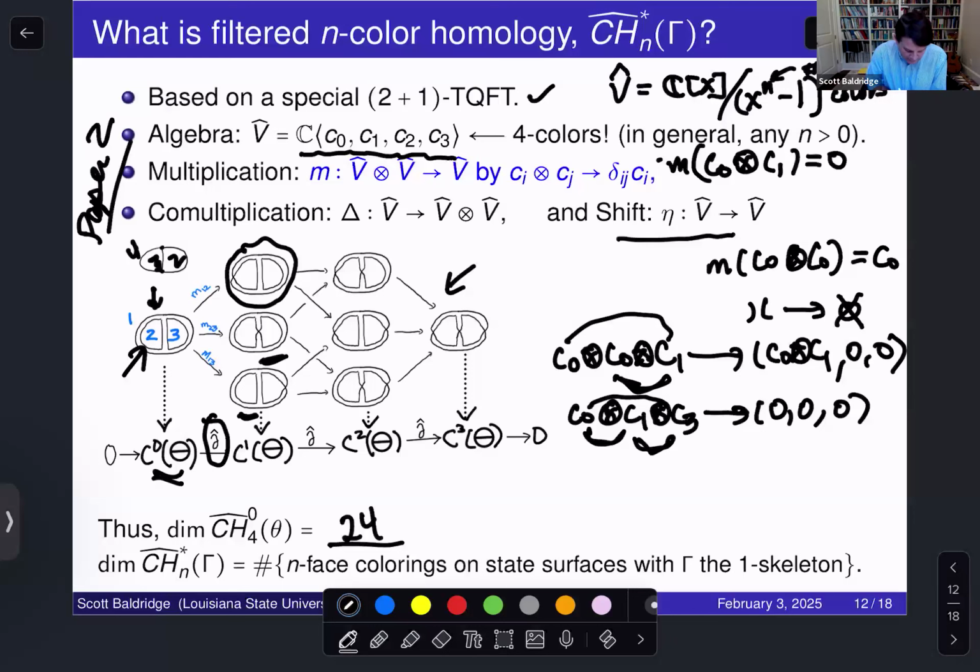And in general, if you sum up the dimensions of all the homologies, that's equal to the number of n-face colorings on state surfaces, where gamma is the 1-skeleton, where the graph is the 1-skeleton. Which time do I have? Okay, 7 minutes.